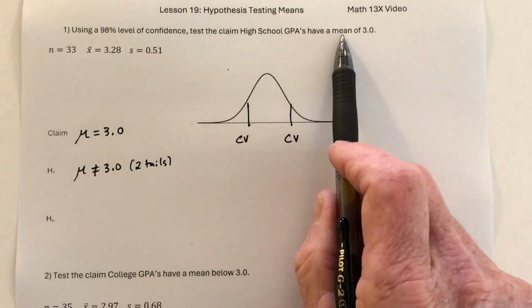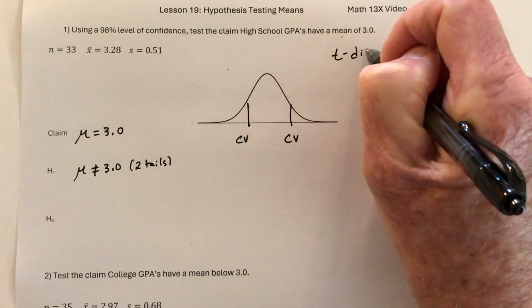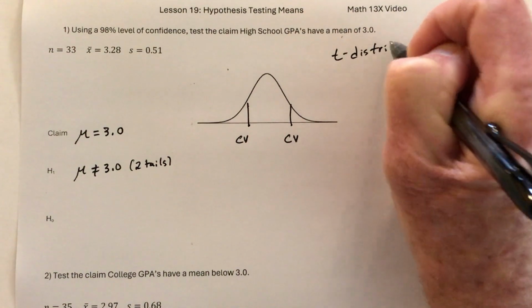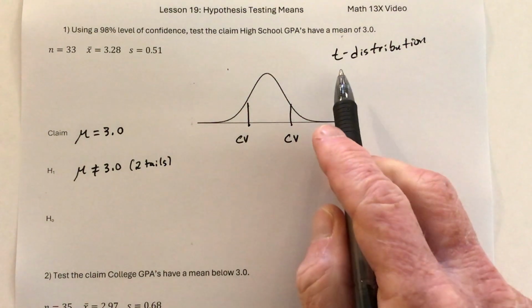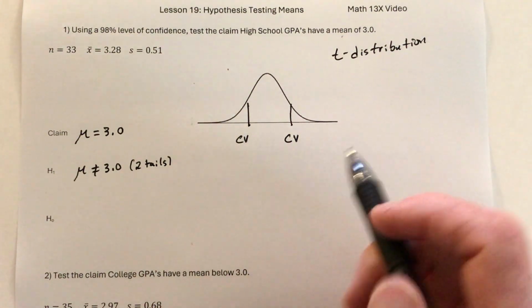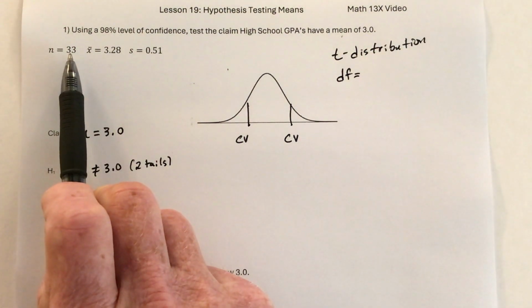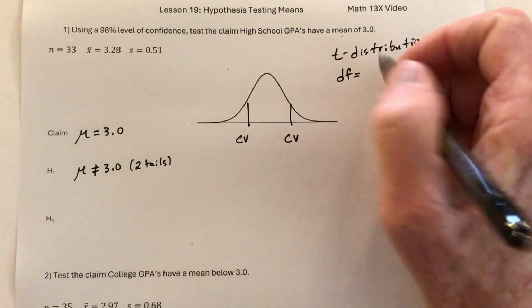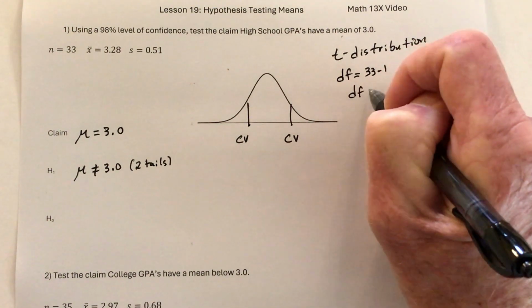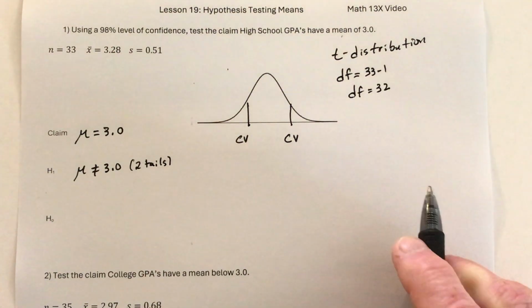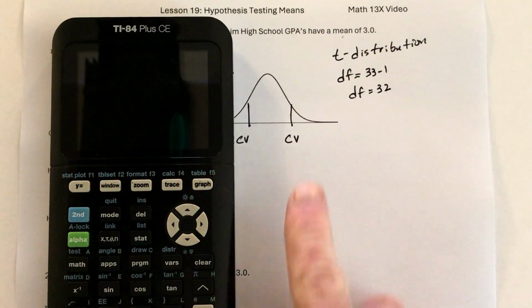When you're talking about claims about the means, we're actually going to use the t-distribution. Before I can find the critical values using the t-distribution, I need degrees of freedom. Degrees of freedom is just n minus 1. So it's going to be 33 minus 1, so degrees of freedom equals 32. Then I can use the calculator to find the critical values.